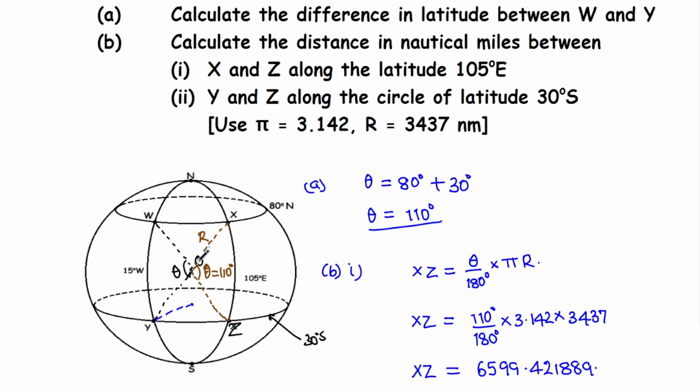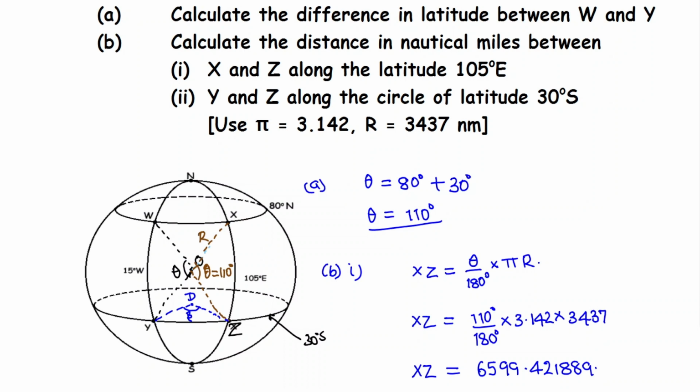Since we used O before, this time let's do something different, maybe D as our center. Then we join D to Z, and let's call this angle beta. So we need to get this angle difference beta. And how do you get the angle difference beta? We have to look at this longitude and this longitude here. This one is 15 degrees west, while this one is 105 degrees east. Since they're in different hemispheres, we have to add to get this beta here.